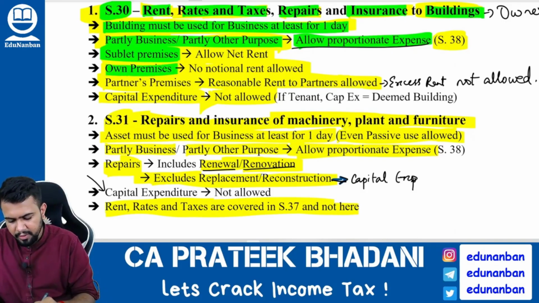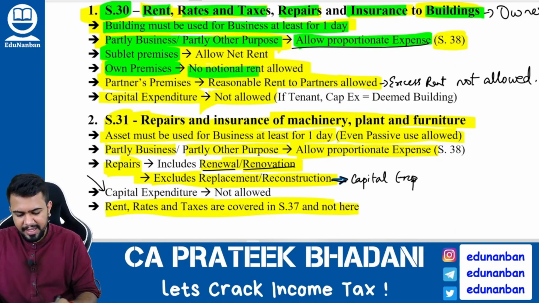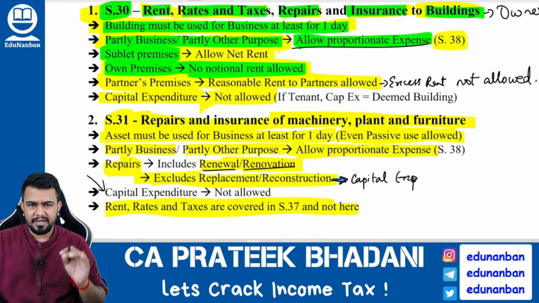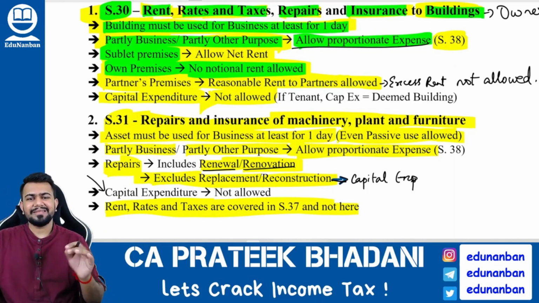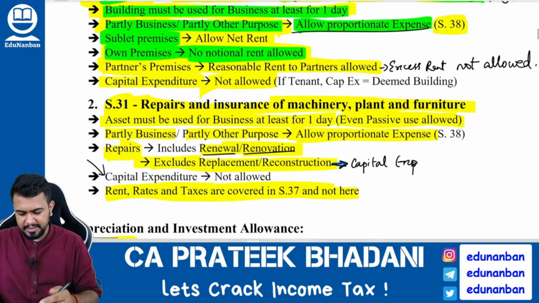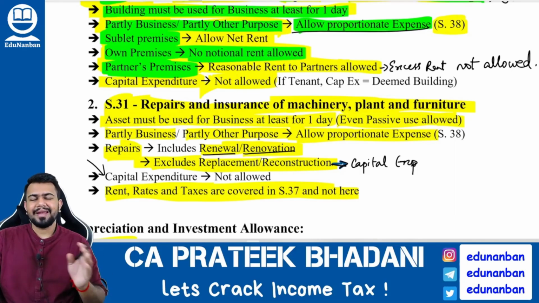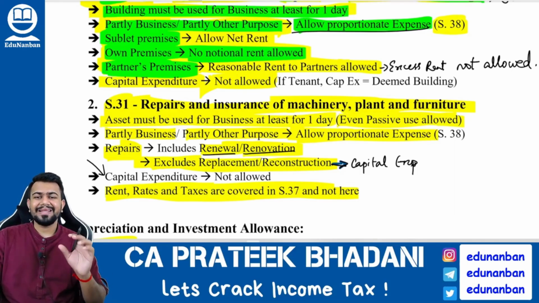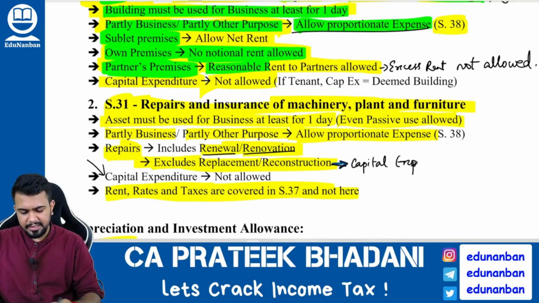Now you cannot give rent to your own self. If you are paying rent to your own self, then it is not allowed as deduction under PGBP. Similarly, rent received from myself will not be considered as income under income from house property also. Next, partner's premises. If a partnership firm is paying rent to the partner, then only reasonable rent will be allowed as deduction. Excessive rent will not be allowed as deduction.